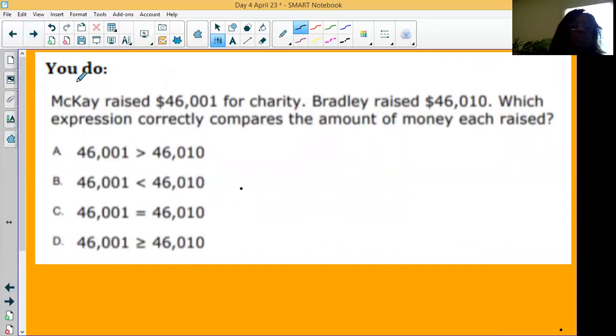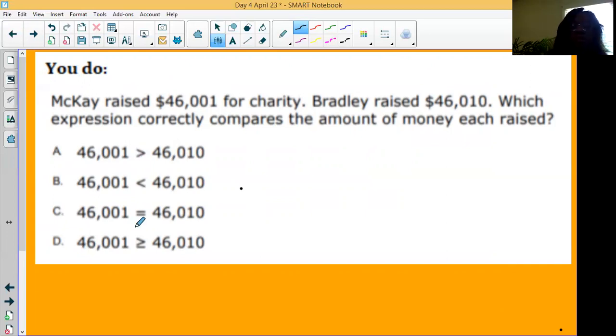Your next one is a you do. It says McKay raised $46,001 for charity. Bradley raised $46,010 for charity. Which expression completely compares the amount of money each raised? So here you're doing a comparison of what McKay raised compared to what Bradley raised. Here you have your answer choices. Remember, the higher number has the largest part of the sign.